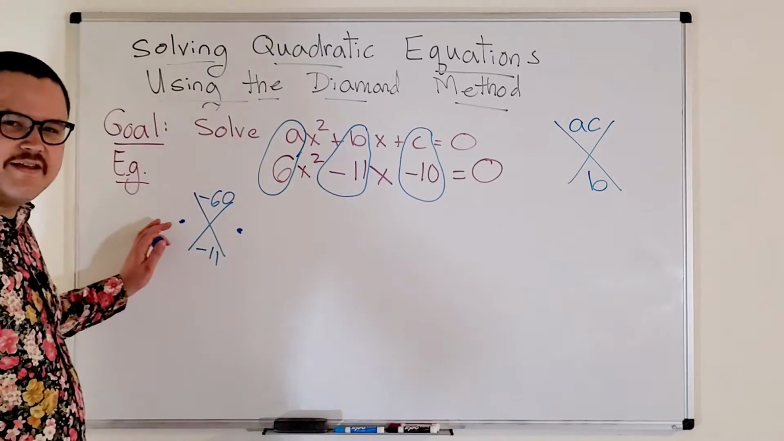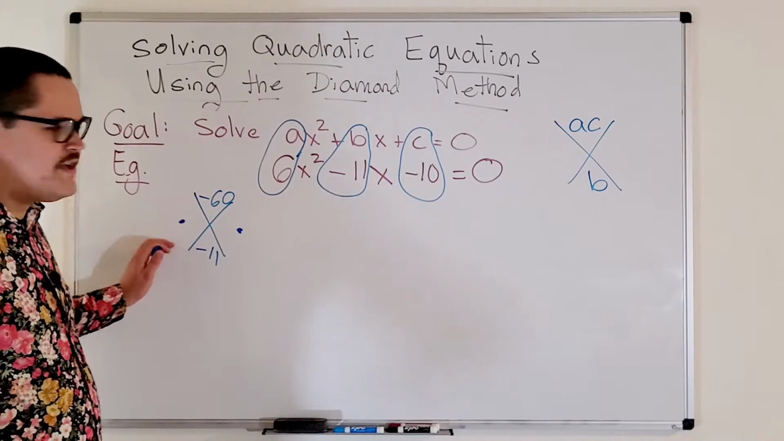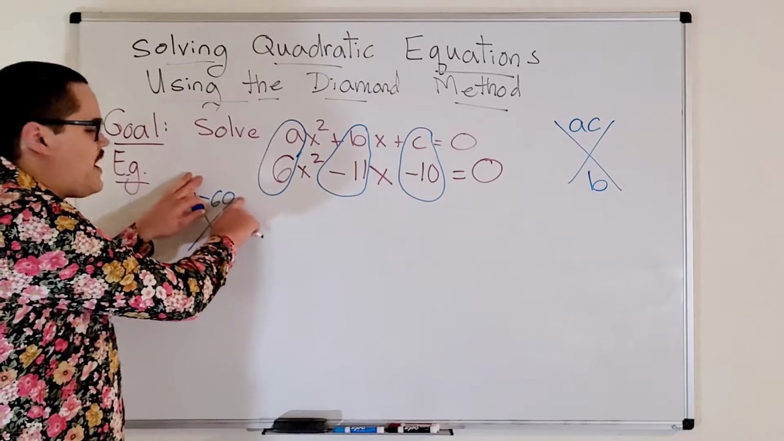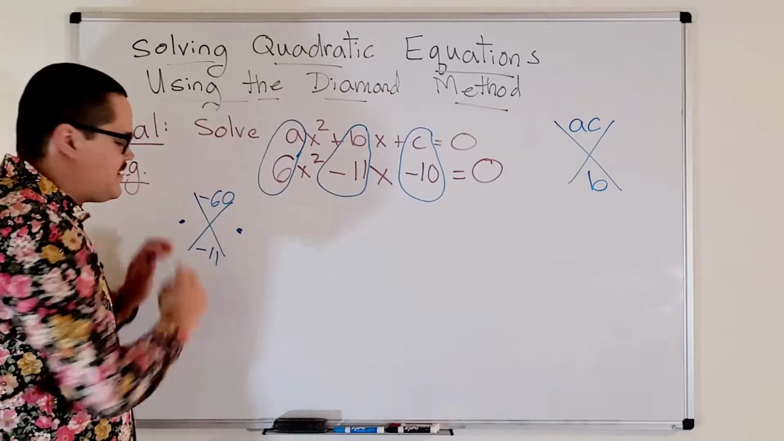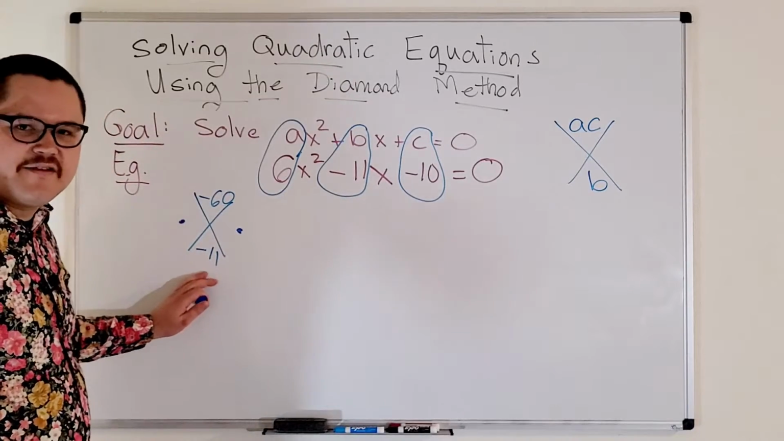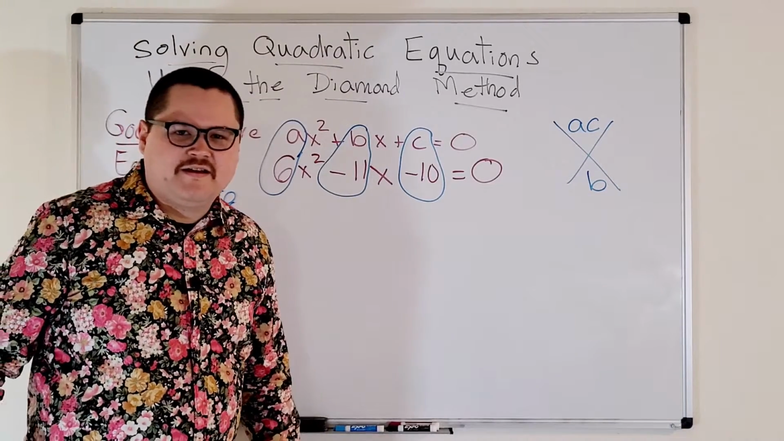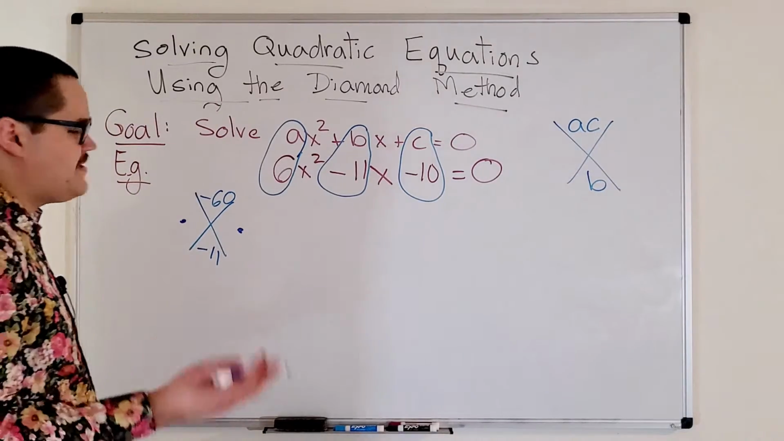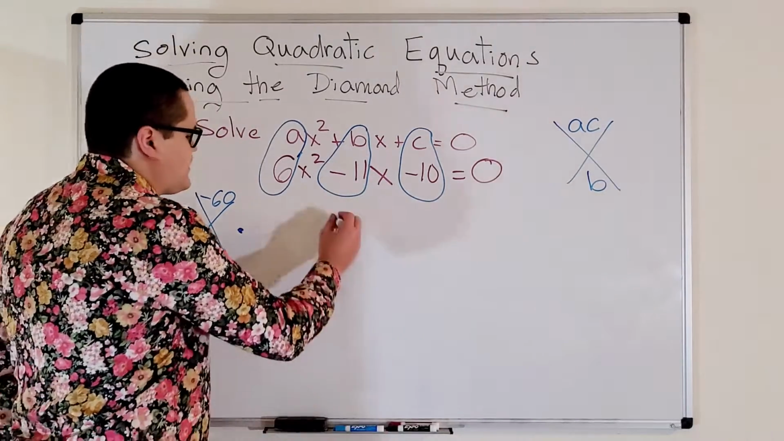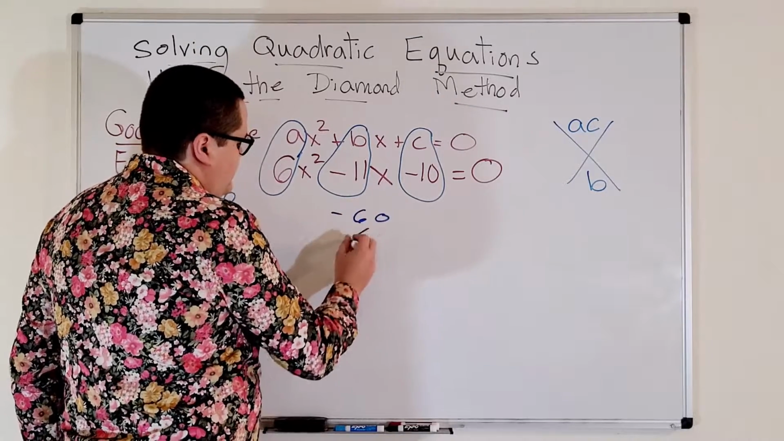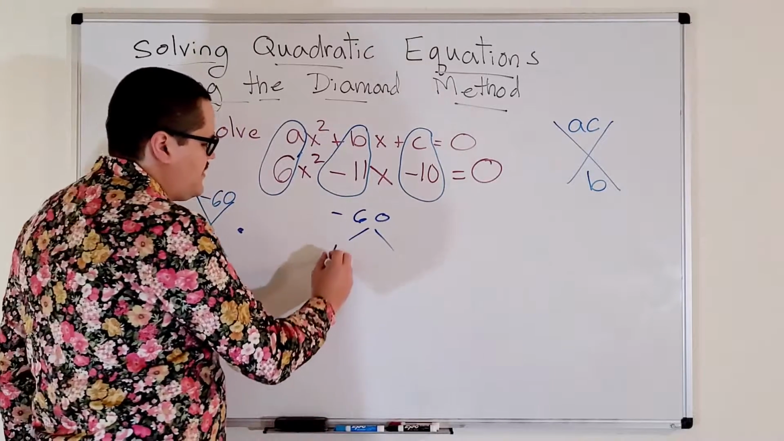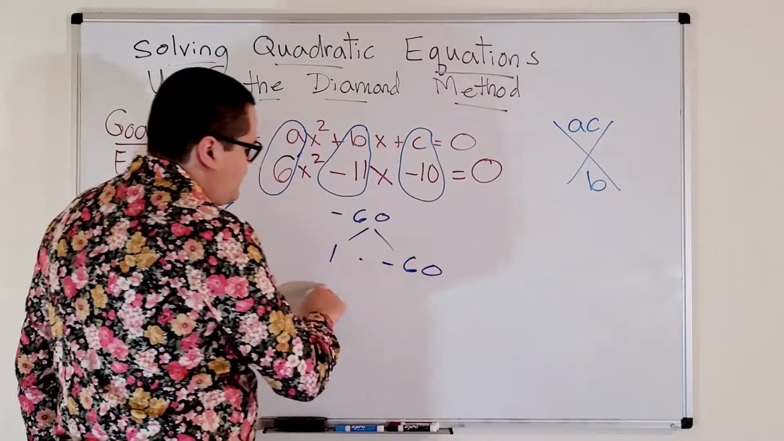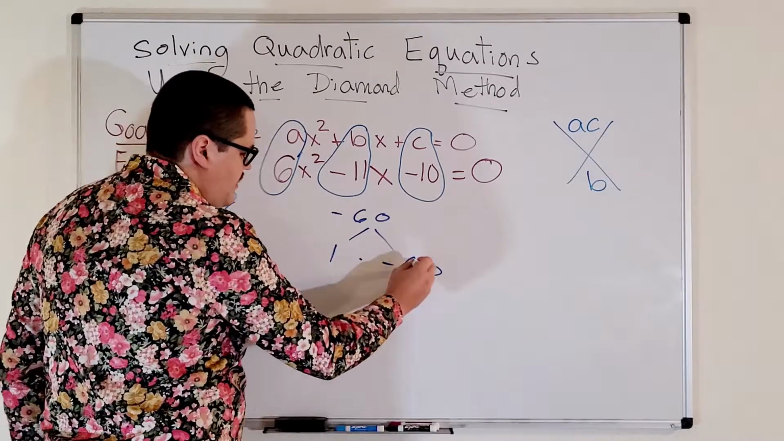Step 3, we want to fill in the other parts of this so-called diamond, or x. And we fill in these parts with two numbers that will multiply to the top part, negative 60, and add up to negative 11. Okay, so how can we do that? Well, let's think of factors of negative 60. We do 1 times negative 60. Well, those don't add up to negative 11.